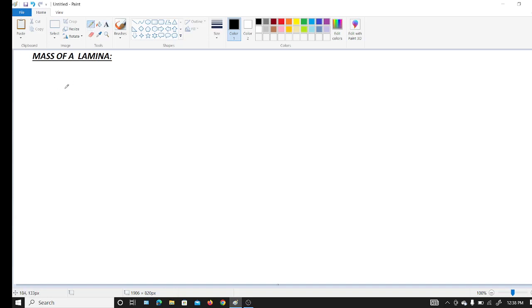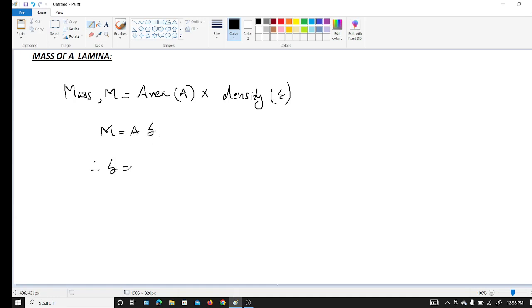So, we have mass equal to area A into density delta. Okay, so we have M equal to A delta. From that, delta is equal to M divided by A.